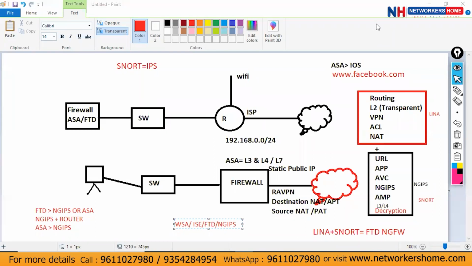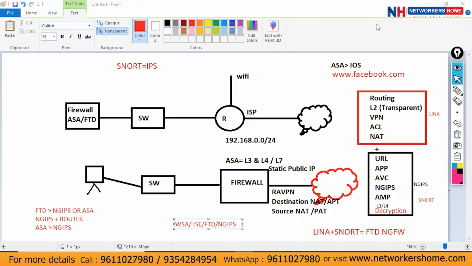No. ISE is a separate thing. It's basically the Identity Services Engine, used for identification, for network management, and for device management, right? It controls access in a network, either for users or for devices. For that purpose, we use ISE. NGIPS, we use it for content filtering.